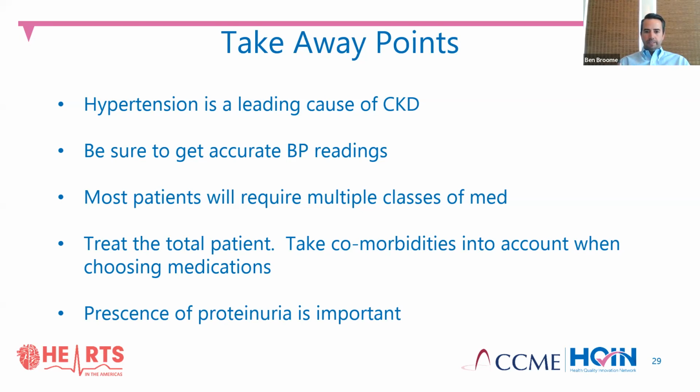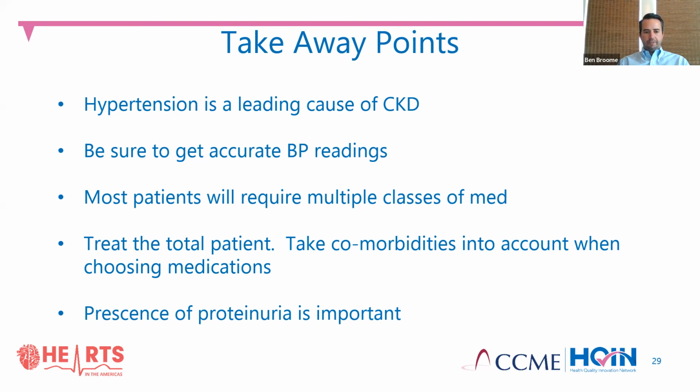That's just an aside. And then remember to treat the total patient, okay? So when you're picking your meds, look at their other comorbidities. Do they have coronary artery disease? Do they have heart failure? Have they had a stroke in the past? Obviously make sure that we're watching for proteinuria. Are they diabetic? So that you can kill multiple birds with one stone, so to speak, in the regimen that we pick.